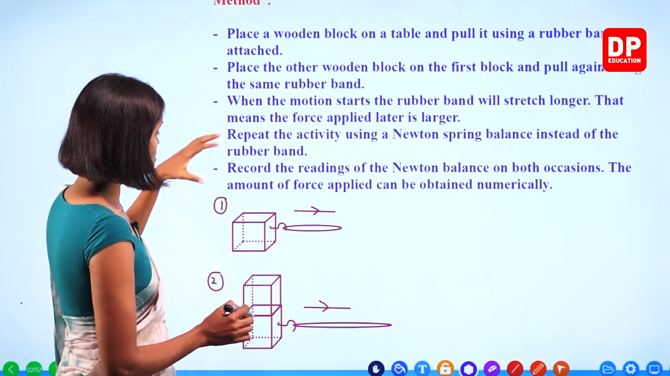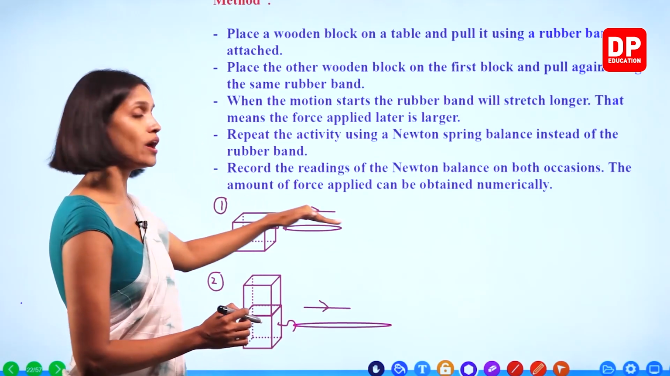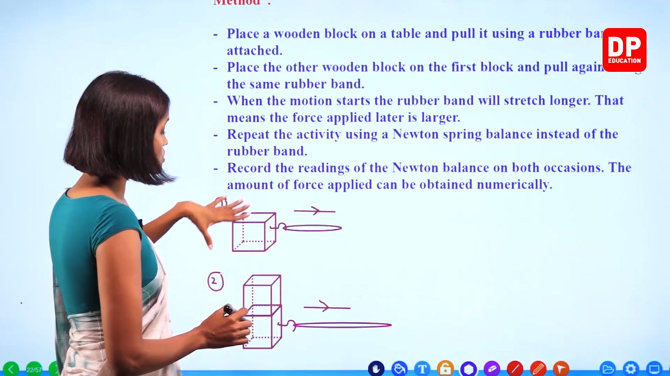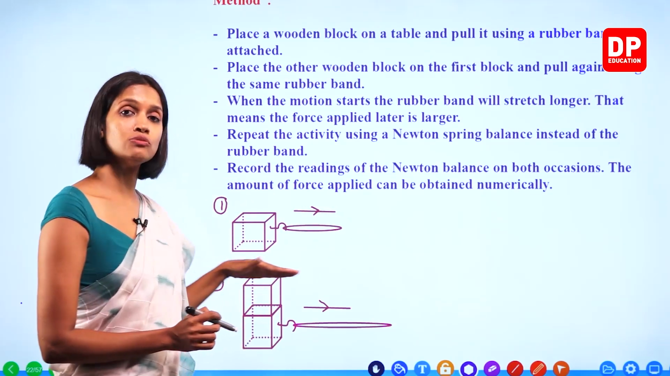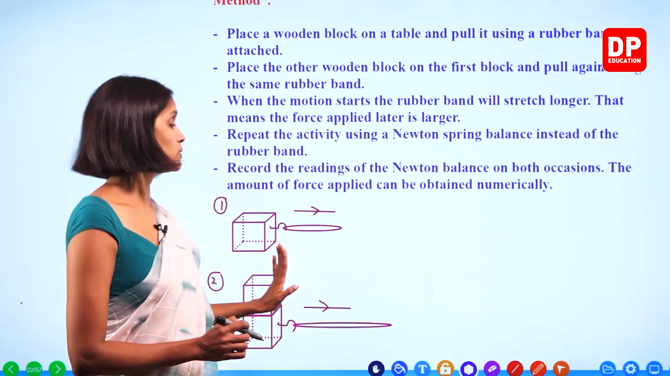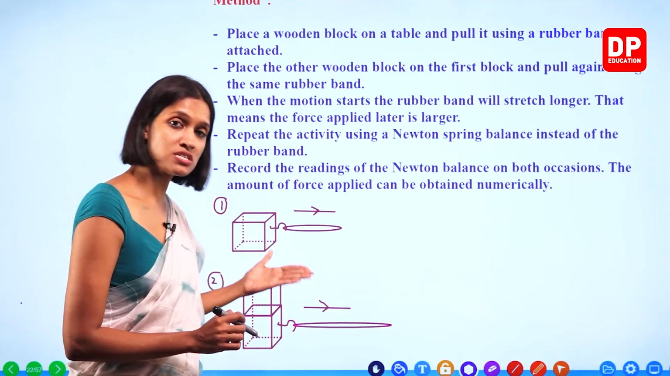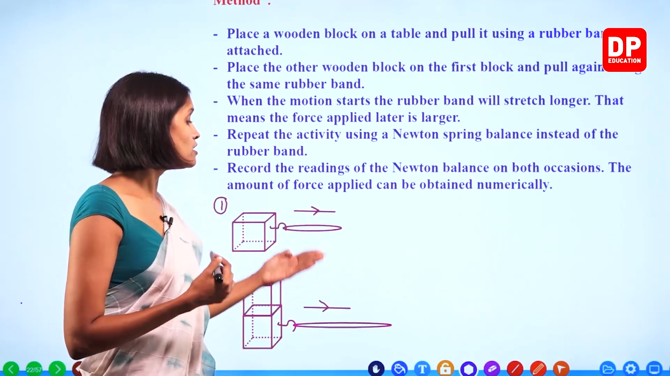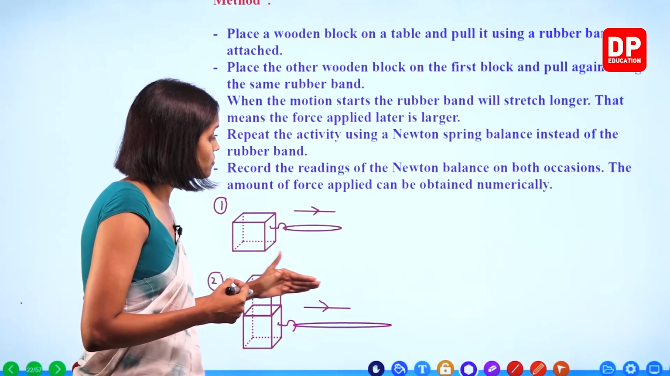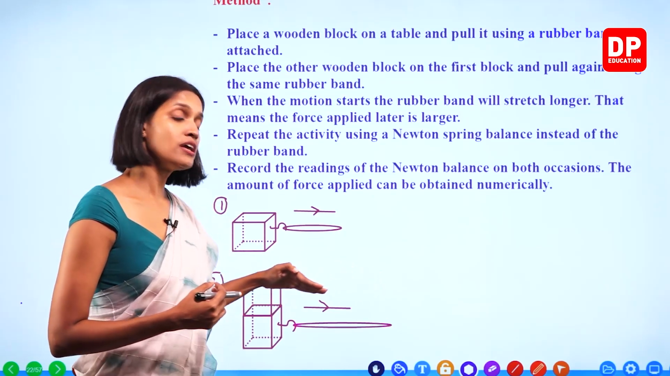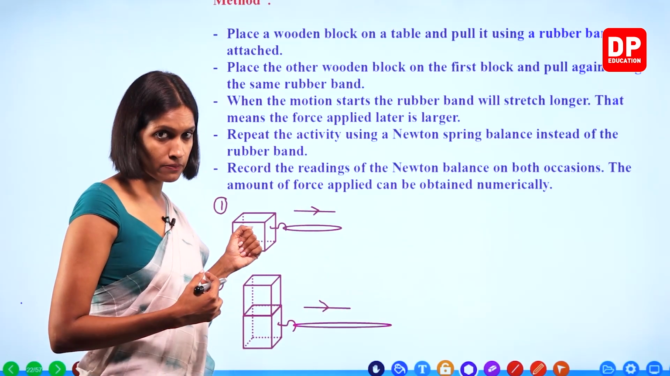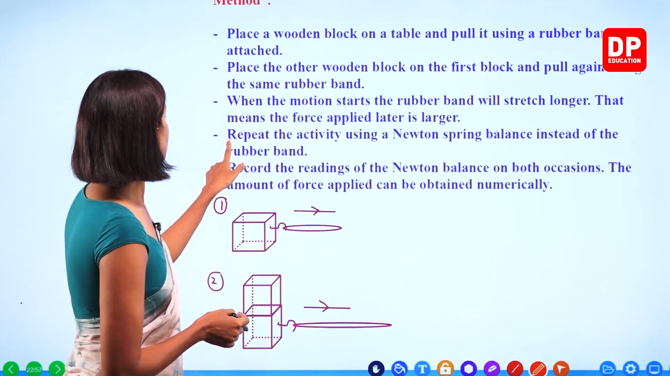The first instance with only 1 wooden block, you have to check how long the rubber band stretches. Second instance with 2 wooden blocks, you will realize the rubber band stretches longer. Okay, which means more force is applied, because pulling or pushing means applying force. Okay, so if in order to pull this one, if the rubber band stretches more, which means more force is applied. Okay, so next one.